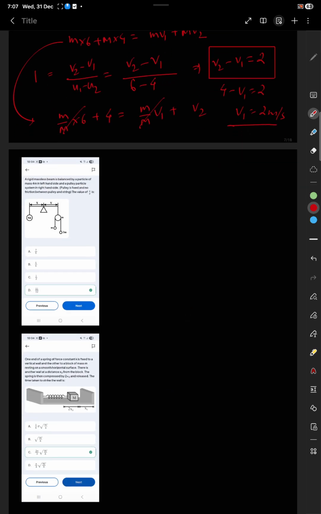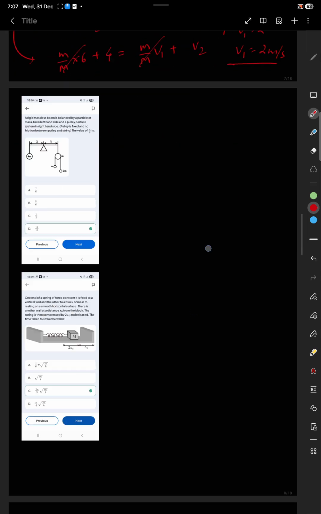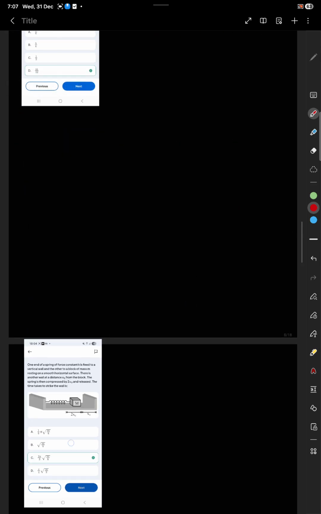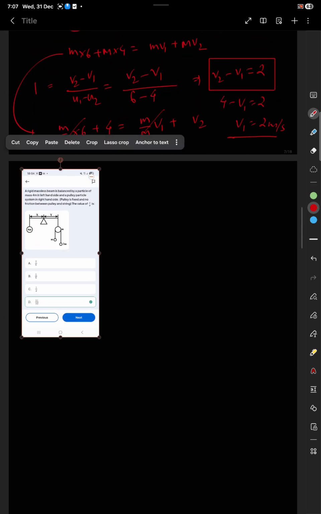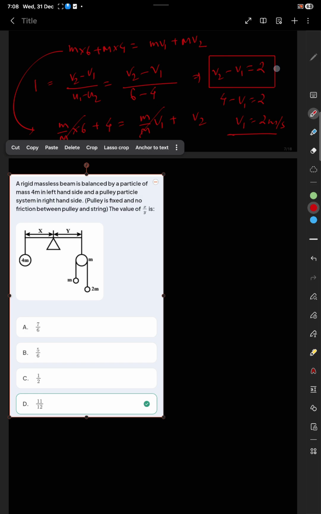Now to the next question. A rigid massless beam is balanced by a particle given. So this whole question is given. You need to find out the ratio of x and y so that it is balanced.